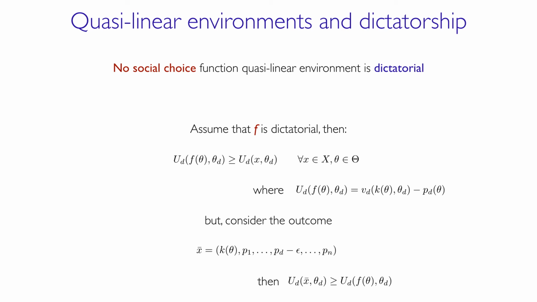It is rather easy to show that we cannot have dictatorial social choice functions when we are in quasi-linear environments. Indeed, assume by contradiction that we have a social choice function f that is dictatorial. Then it always returns the outcome that maximizes the utility of the dictator. But we can always reduce the payment of the dictator by epsilon. In this way, the utility of the dictator increases, and so we achieve a contradiction since we can improve the utility of the dictator.